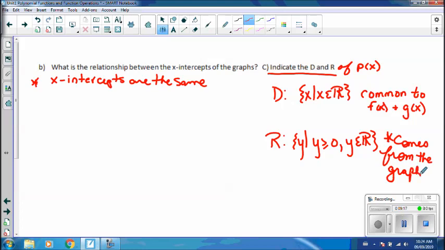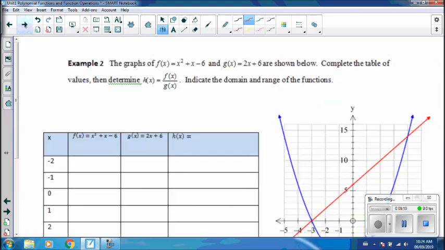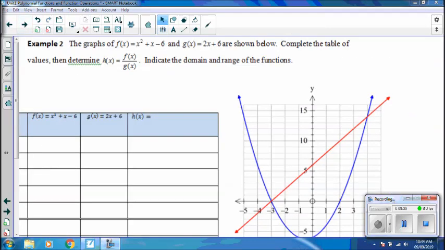All right, so that is a product function. Let's look now at this one, which I've got the graphs of. Okay, so here we're looking at two graphs, the function f of x, which is x squared plus x minus 6, so that is the blue parabola over here. G of x, 2x plus 6, that is the red line on our graph. Complete a table of values, then determine h of x, which now is going to be a quotient function.